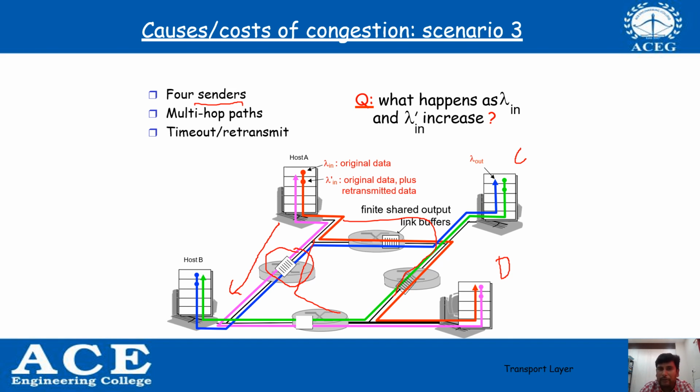And also when there is a packet loss, there will be a lot of retransmitted data. So as more and more retransmissions are required, the actual packets decrease and more are retransmitted. So lambda in dash, as we mentioned, indicates the original data plus the retransmitted data.